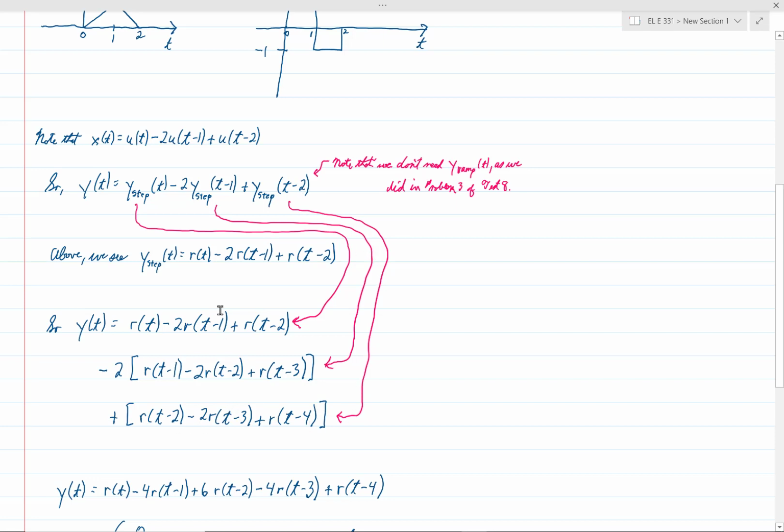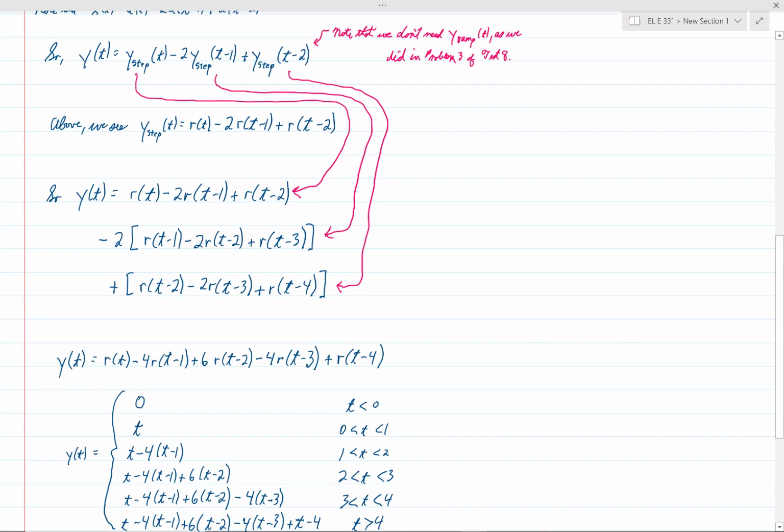And so just plug in t minus 2 for t everywhere. R of t minus 2 right there. Minus 2. The t is replaced by t minus 2, so that's t minus 2 minus 1, or t minus 3, r of t minus 3. And then t minus 2 is t minus 4 there. So that's not too bad. And we already have arrived at our answer.